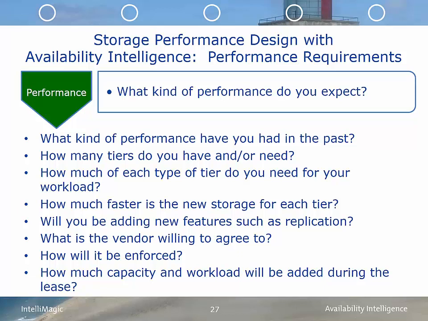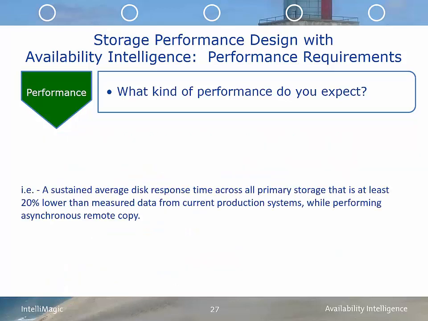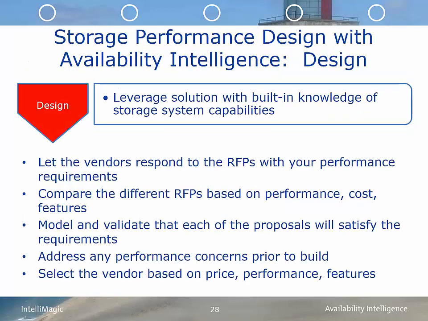One example of text that can be used in an RFP is this: a sustained average disk response time across all primary storage that is at least 20% lower than the measured data from current production systems while performing asynchronous remote copy.